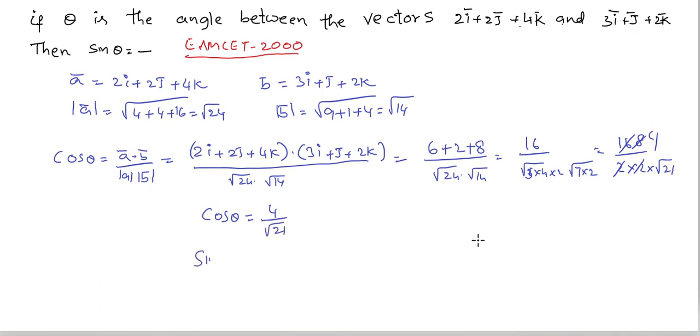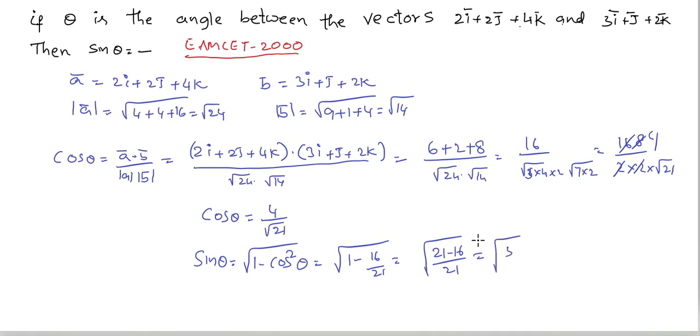So sin theta is equal to the root of 1 minus cos square theta, equal to root of 1 minus 16 by 21, that is equal to root over 21 minus 16 by 21, equal to root over 5 by 21. Therefore sin theta is equal to under root of 5 by 21. This is the value of sin theta.